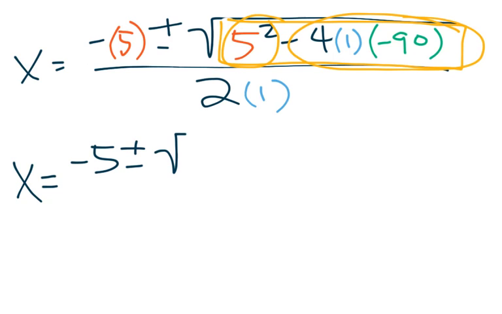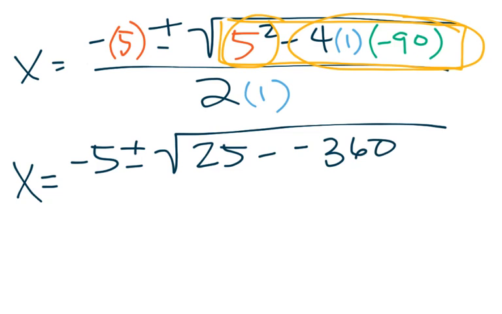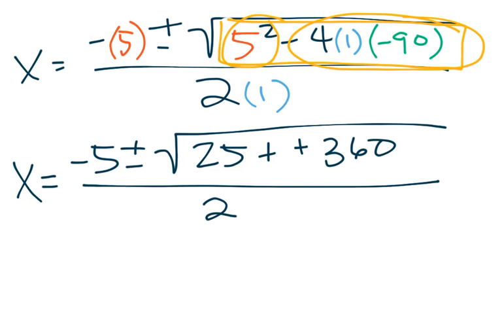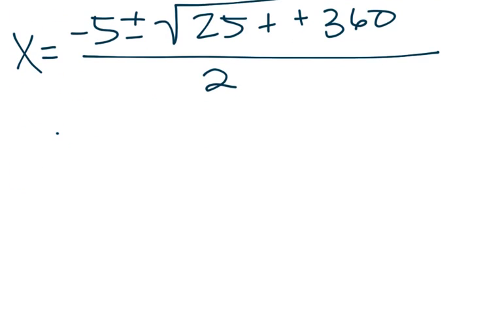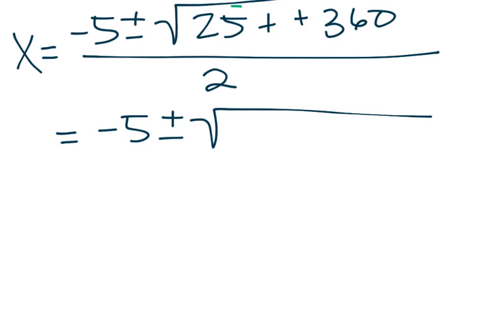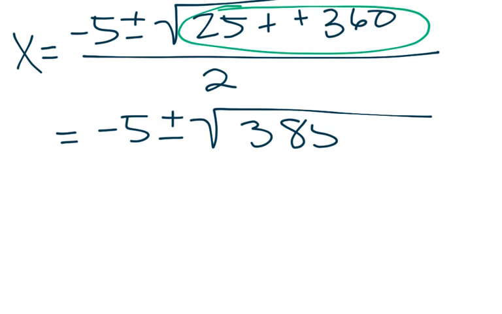You don't want to skip steps, because when you skip steps, that is where the mistakes happen. So even people who are good at math make mistakes when they skip steps. So 5 squared is 25 minus 4 times 1 times negative 90, which is negative 360. So when you minus a negative, you're really adding, over 2 times 1, which is 2. So now we have negative 5 plus or minus the square root of 25 plus 360. So that is going to be 385.